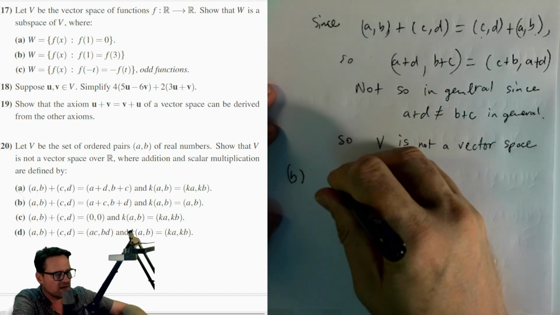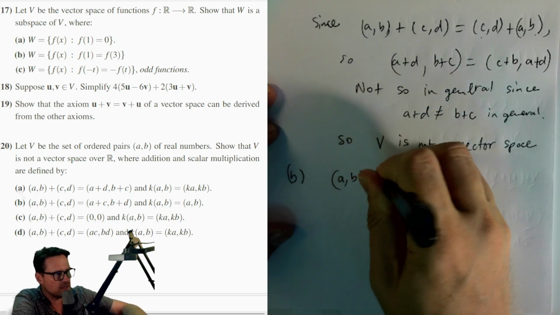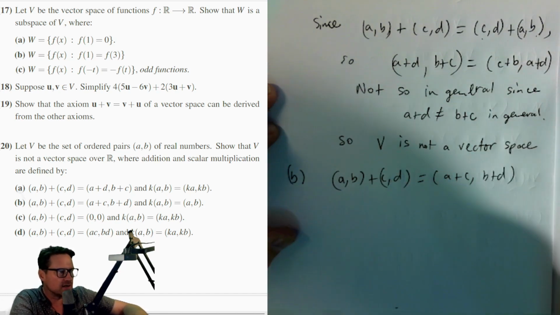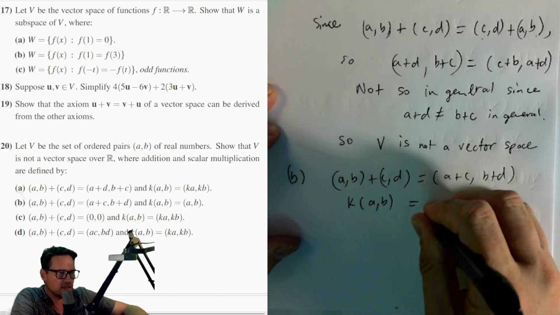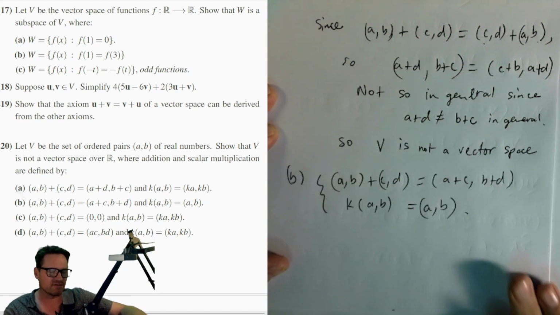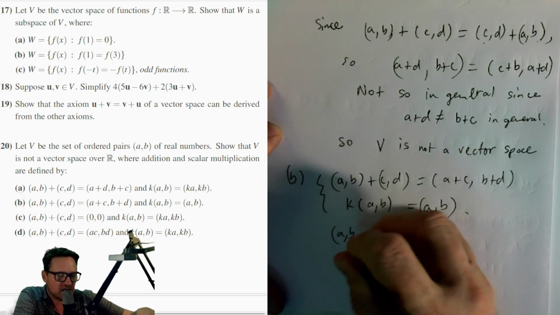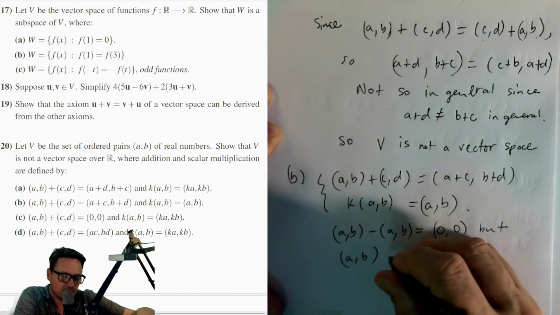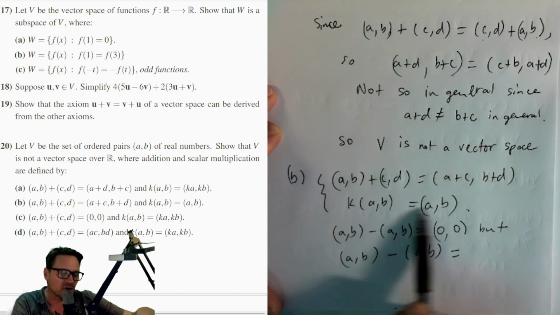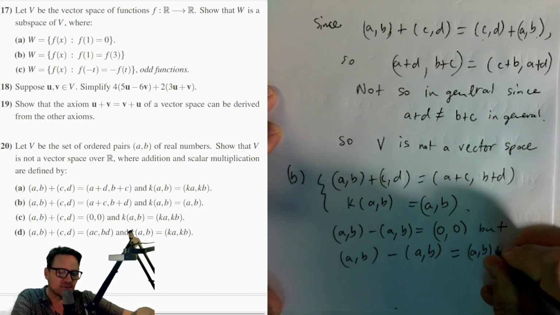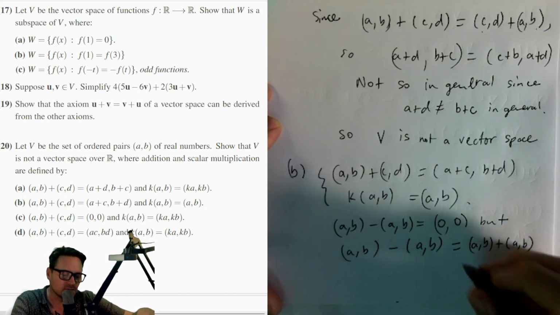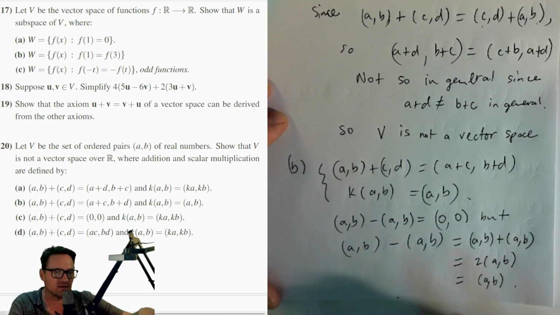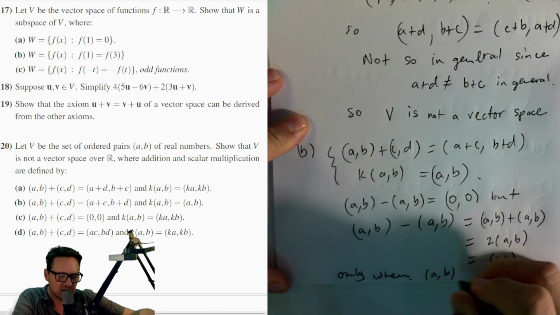Okay, part B, we have the rules given by (a, b) plus (c, d) equal to (a + c, b + d) and k(a, b) equal to (a, b). All right, so these are the rules given here. Okay, now we have (a, b) minus (a, b) is (0, 0), but (a, b) minus (a, b) is, according to this, the same as (a, b) plus (−1)(a, b). And so there are two of them here. And so according to this, this is (a, b). And so this is the case only when (a, b) is the zero vector.